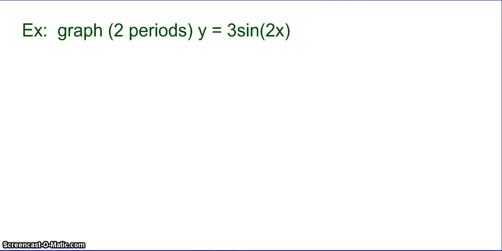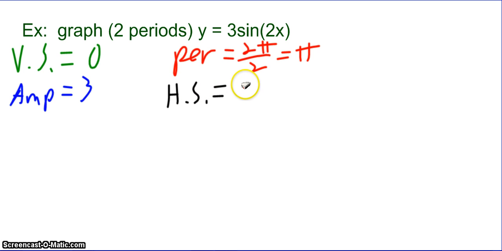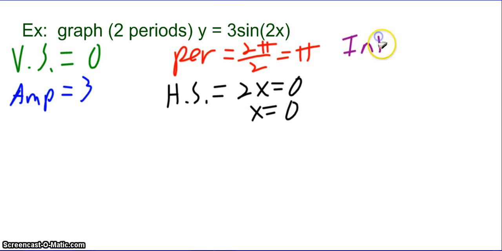Okay, so we want to graph 2 periods of y equals 3 sine of 2x. So let's go through our strategy. The vertical shift is going to be 0 because there is no plus d. The amplitude is 3. Period is 2 pi over 2, which is pi. The horizontal shift, which is also our starting value, is 2x equals 0, so x equals 0. Our intervals are the period divided by 4, so that's going to be pi over 4.